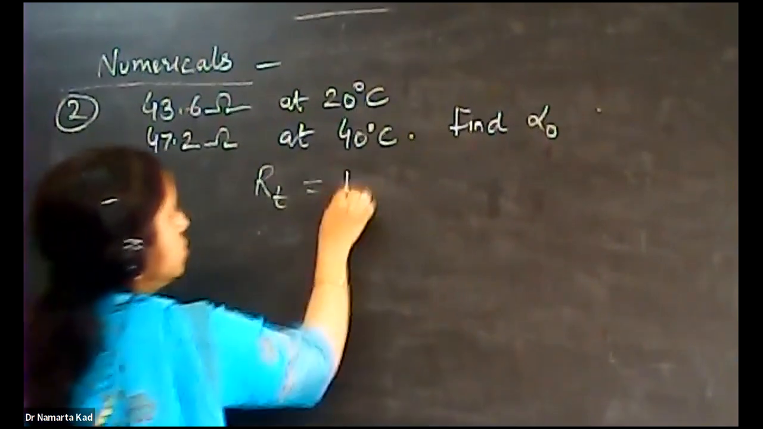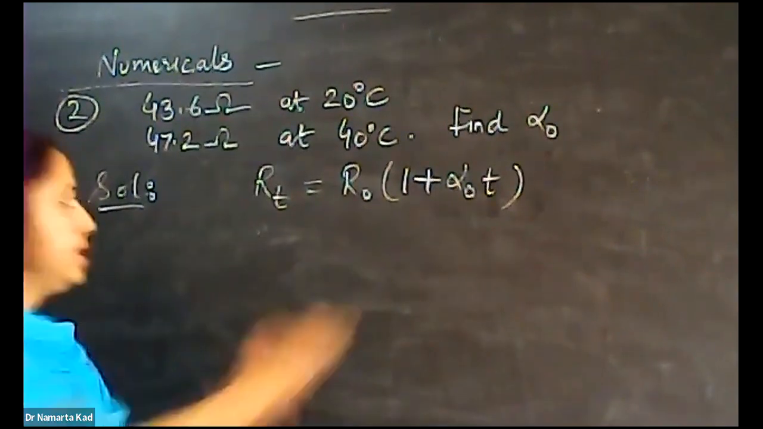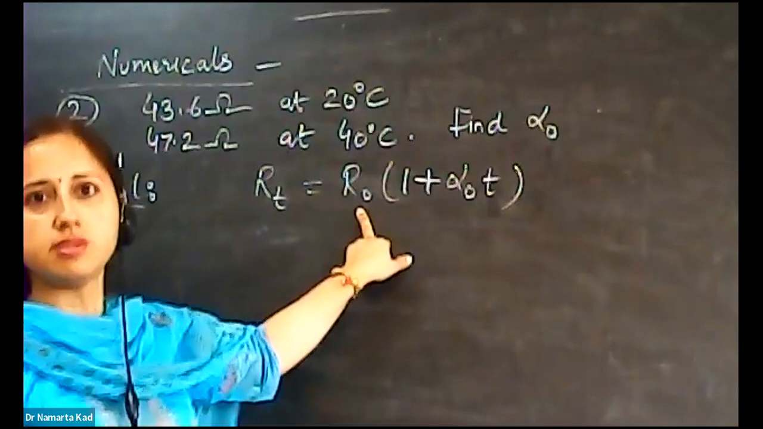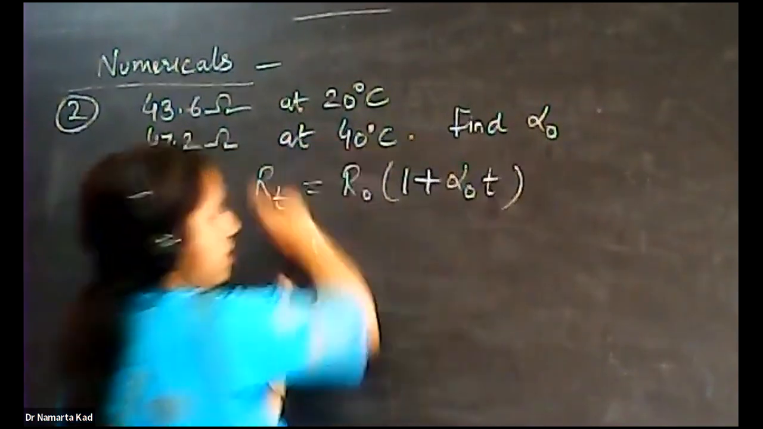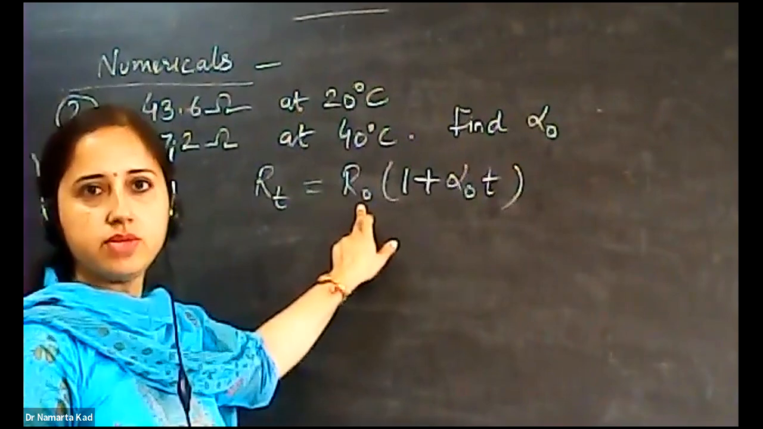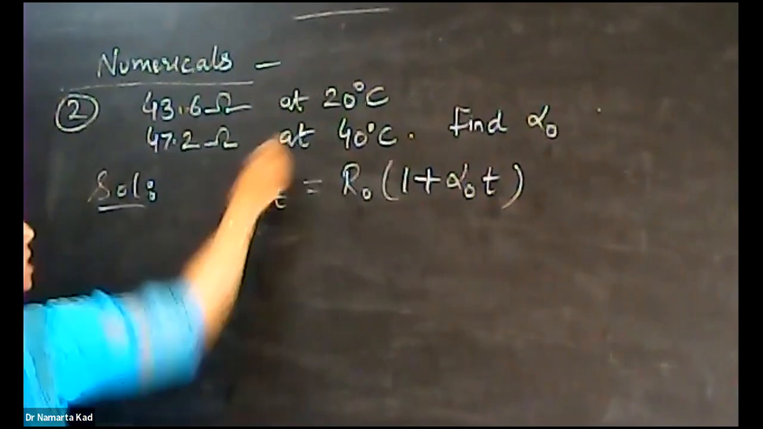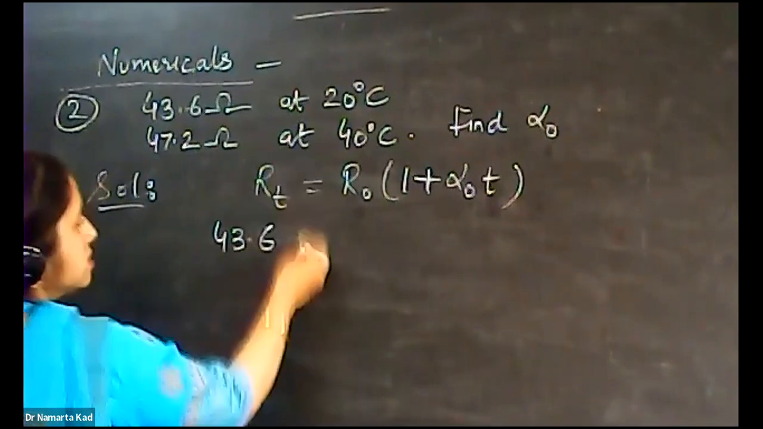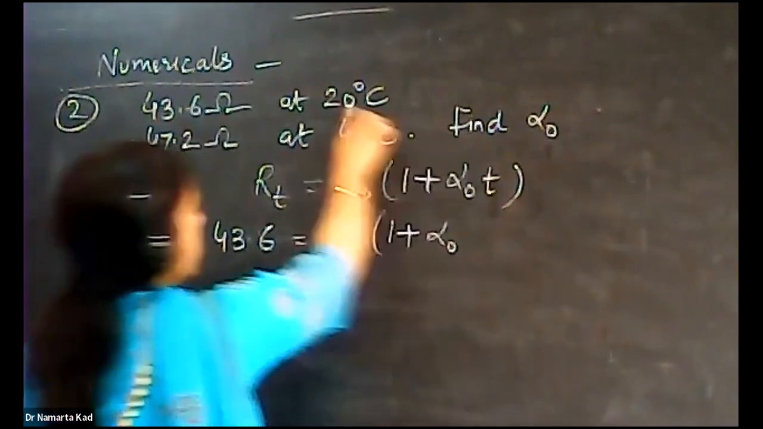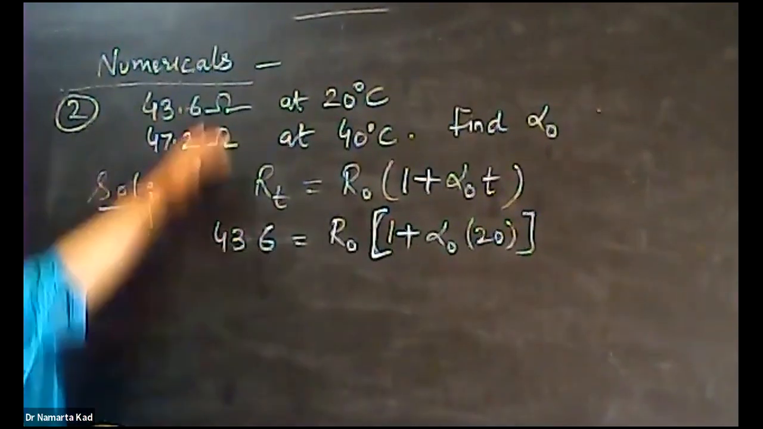So RT is equal to R naught into 1 plus alpha naught into T. We will use this formula, and this is the equation between any temperature T and any other temperature 0 degree C. Okay, according to the basic definition, our equation comes like this, where T is any temperature and the other is 0 degree C. Combining both of them, this equation is written. So as per the first condition, it comes out to be 43.6 is equal to R naught into 1 plus alpha naught, and T is 20. This is our first equation as per the first condition.